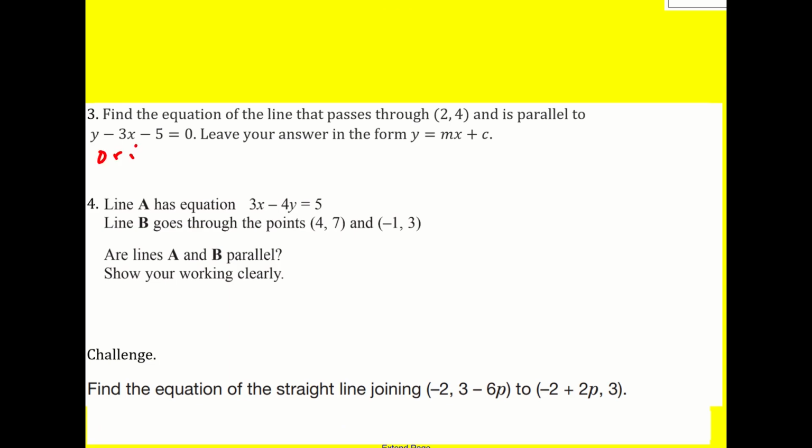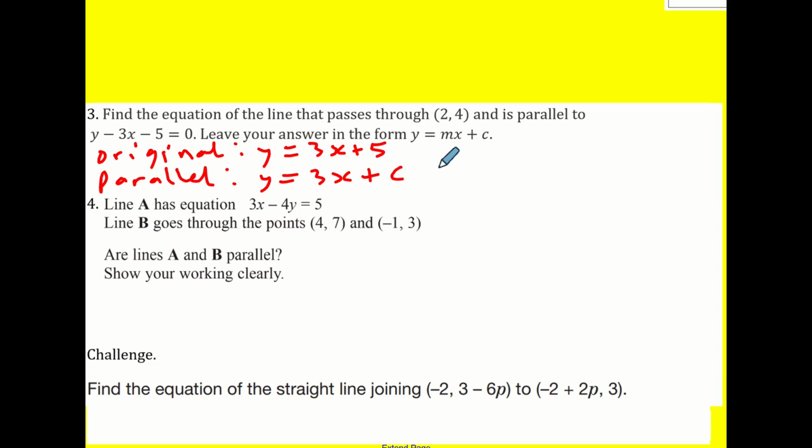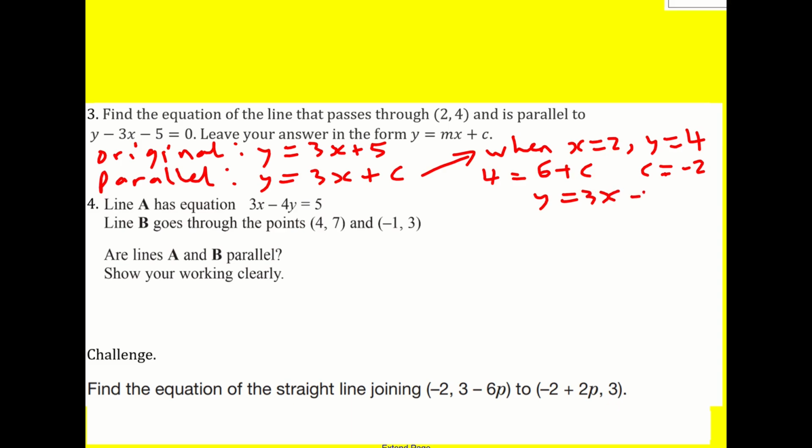Okay, so the original line is going to be y is equal to 3x plus 5. So the parallel line will be y is equal to 3x plus c, because it's the same gradient. When x equals 2, y is equal to 4. So 4 is equal to 6 plus c. C is minus 2. And we get y is equal to 3x minus 2, which I think was the answer from above. So it's just practicing that a little bit more.